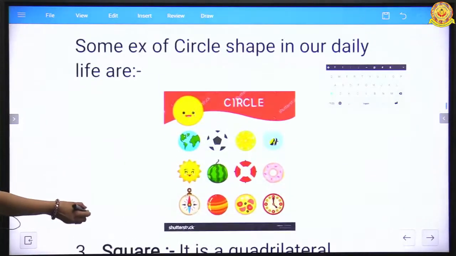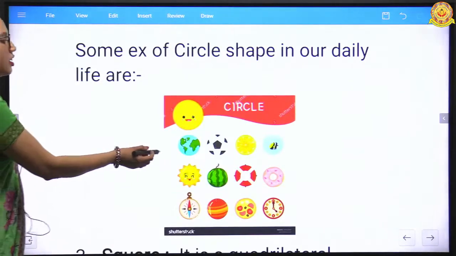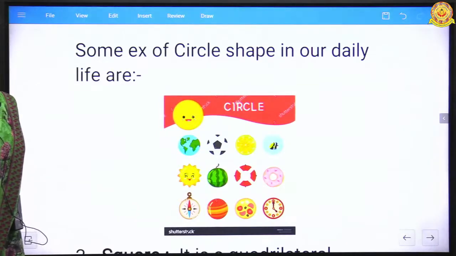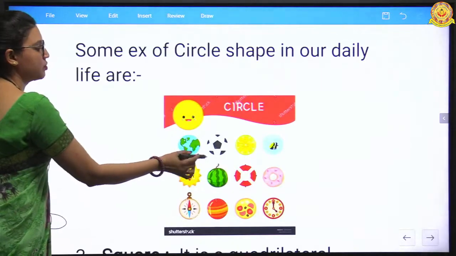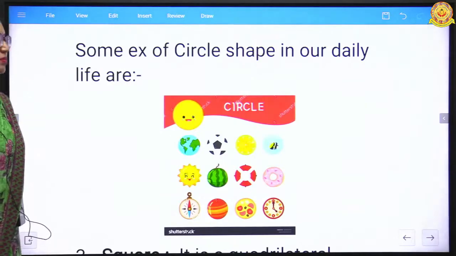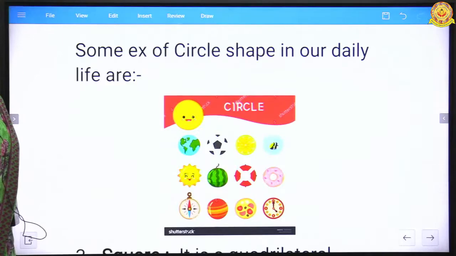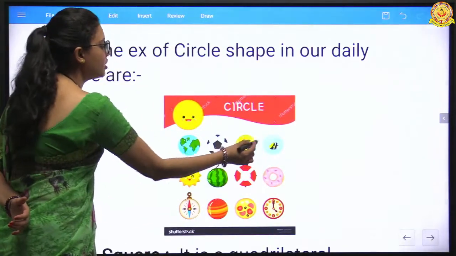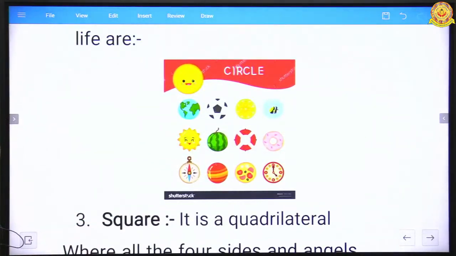Some examples of circle shape in our daily life are the earth. It looks like a ball in a circle shape. It is round. The football is also in a circle shape. Slice of a lemon. It is also in a circle shape. Fish bowl. It is also in a circle shape. It has no sides, no edges and no corners.